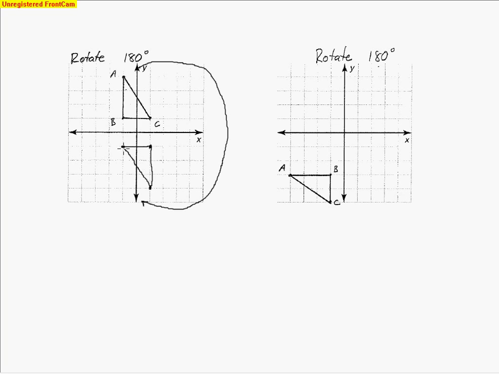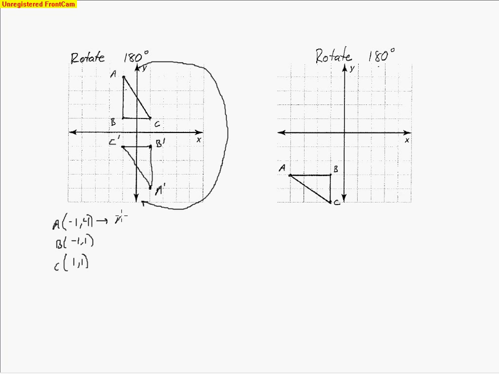And that's what we see. So this is now C prime, this is B prime, and this is A prime. And when we go ahead and take a look at these coordinates to see if there's a little rule about it, we see that A, the original A, was negative 1, 4. B was negative 1, 1. C is 1, 1. And where did they go?